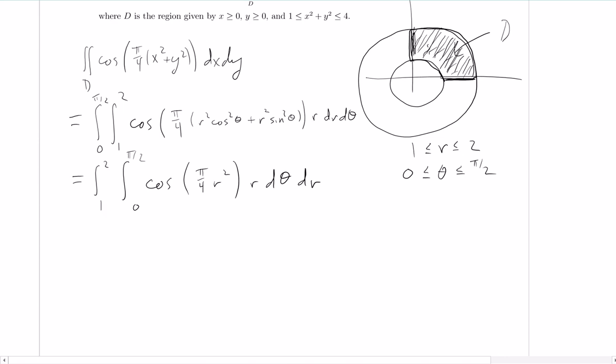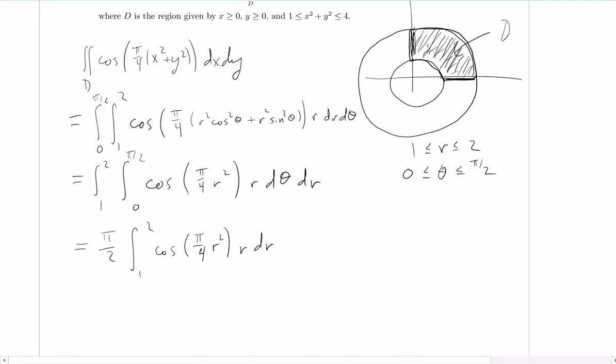And the only reason I say that is because if you notice, there's no theta in the integrand function, so the theta integral will be very easy, so let's get it out of the way. Again, there's no theta, so everything here is a constant if we're integrating with respect to theta. So the first integral just gives us an extra factor of pi over 2. And now we're done with the first integral.